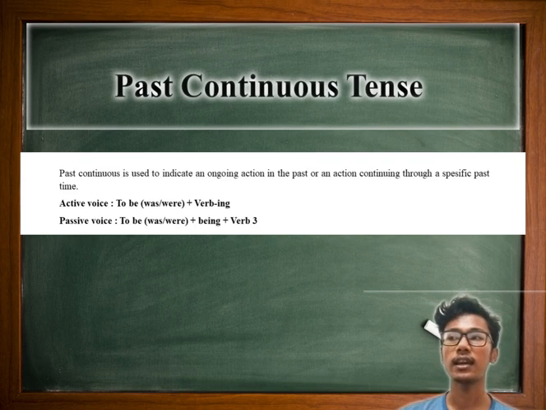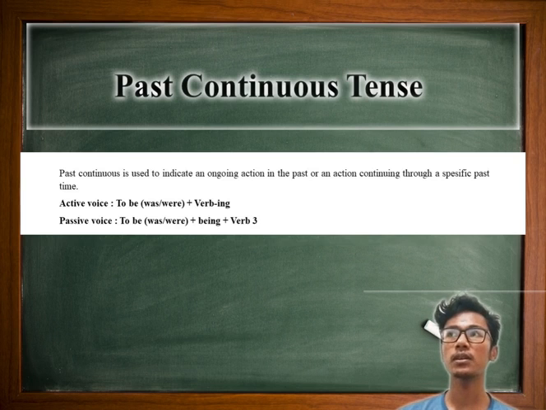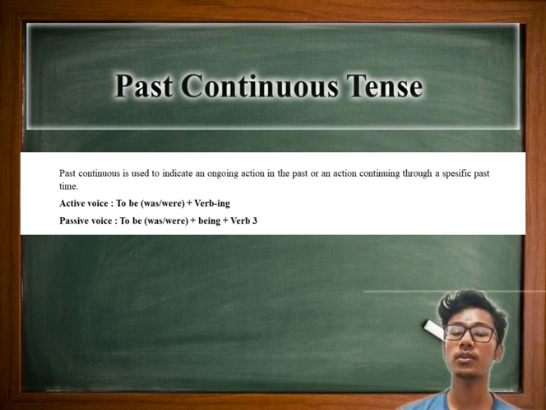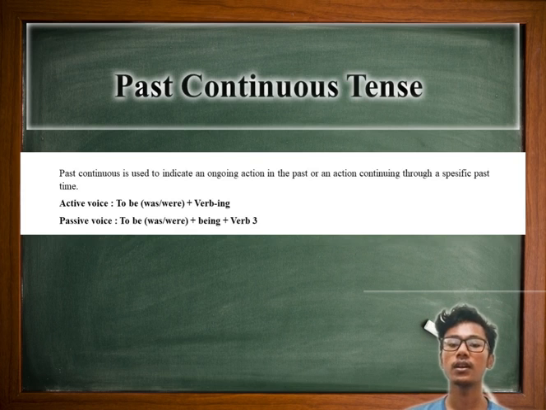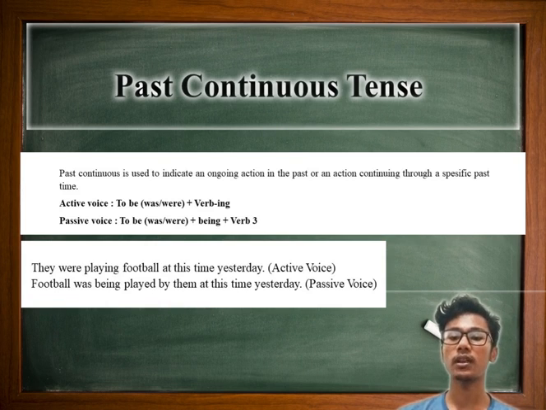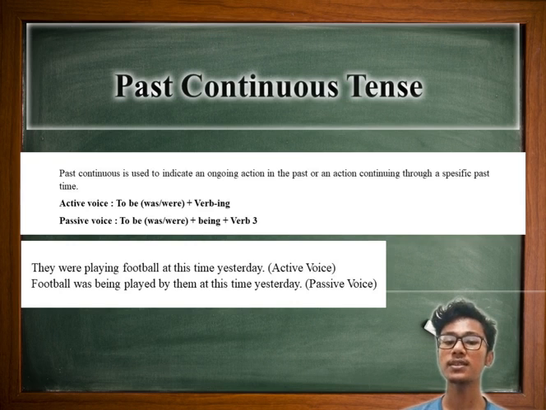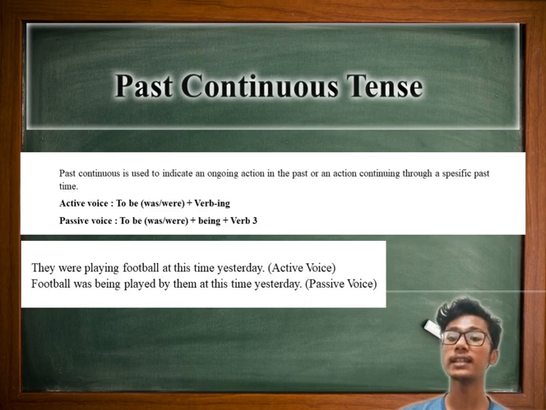Before you change an active form to passive form, you have to pay attention to the rules of passive voice. Well, let me give you some examples about active and passive voice in past continuous tense. Well, the first example, they were playing football at this time yesterday. This is active voice. Then, when I want to change into passive voice, it will be, football was being played by them at this time yesterday.